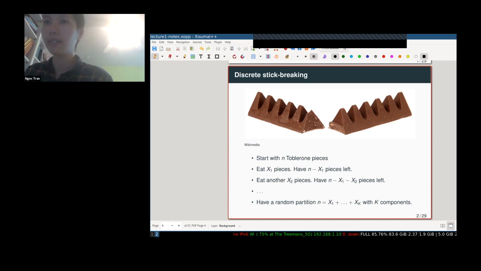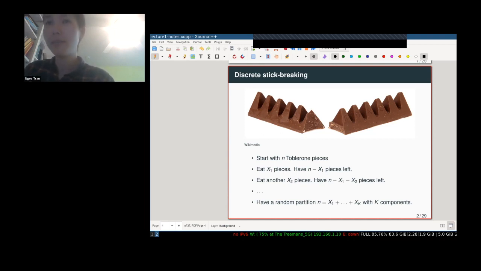You can imagine it's like breaking chocolate for participants in a conference. So you start with n chocolate pieces. Or you can imagine eating them too. So take n pieces.